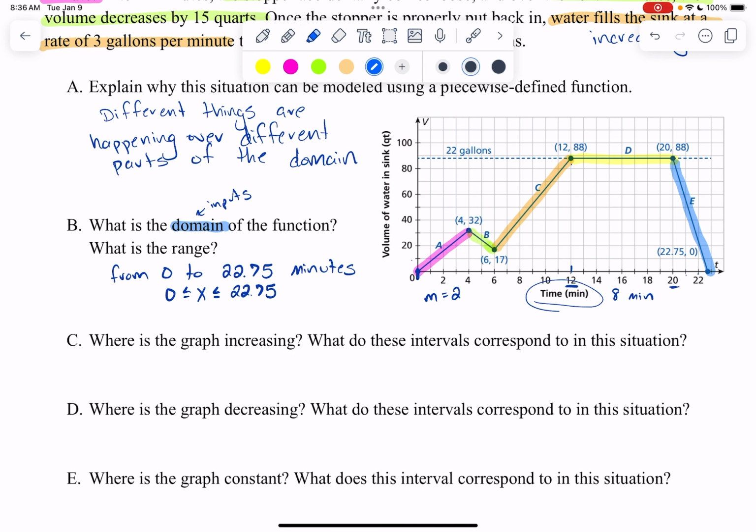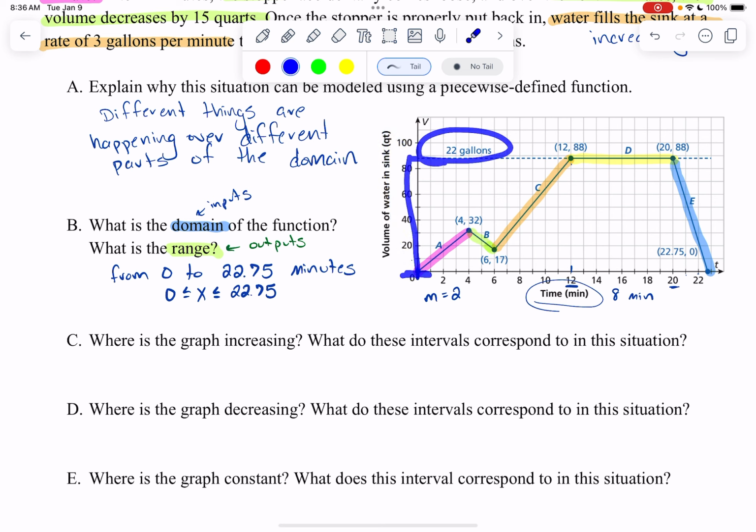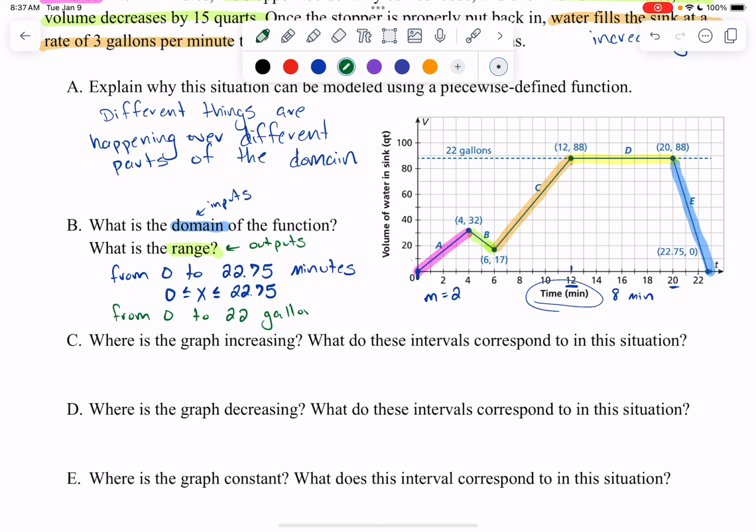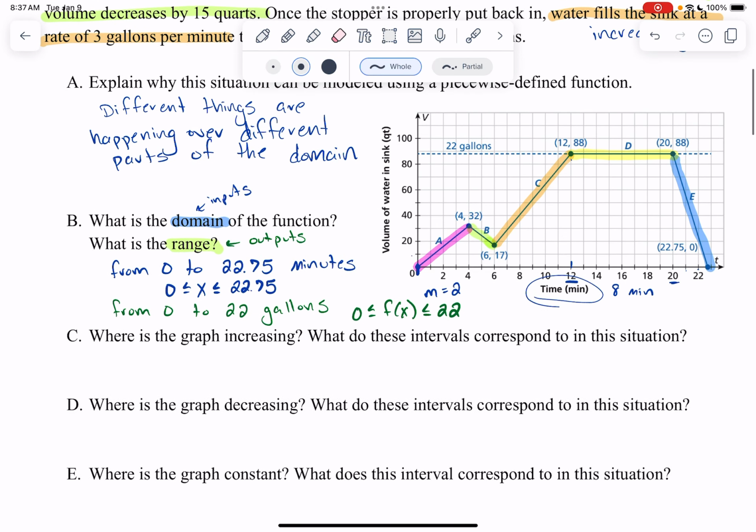Now our range. So now the range is our outputs. So the range is the outputs, which in this case is the y. So now my y again is up and down right here. So how far up and down does this go? From 0 all the way up to the highest it goes is 22 gallons. So the range would be from 0 to 22, but that's in gallons. Or we could write it using interval notation. 0 is less than or equal to y, or f of x, is less than or equal to 22. Okay. So that would be our range, our outputs.